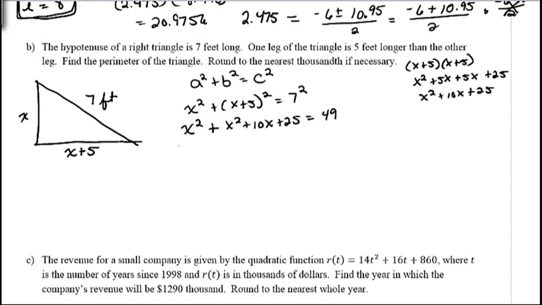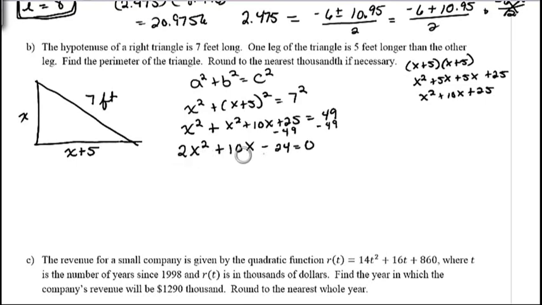So we have x squared plus x squared is 2x squared. And then we have plus 10x. And since we're solving a quadratic, we don't want to leave the 49 over here by itself. We want to bring it over with everything else. So subtract 49 from both sides. And 25 minus 49 gives us negative 24. So minus 24, and then that's equal to 0.